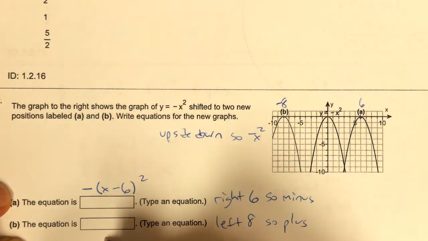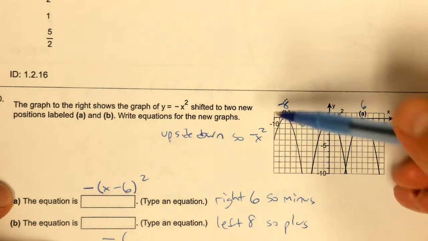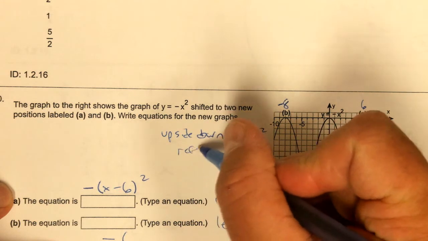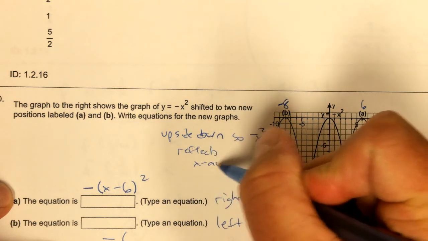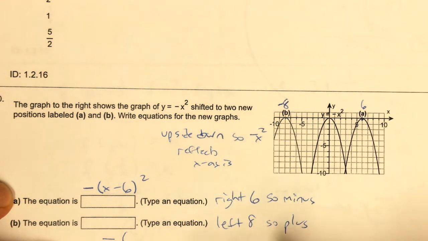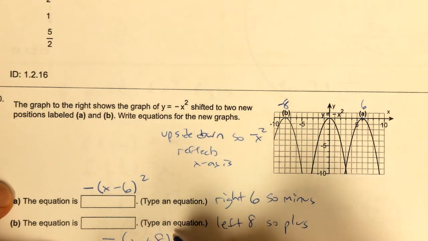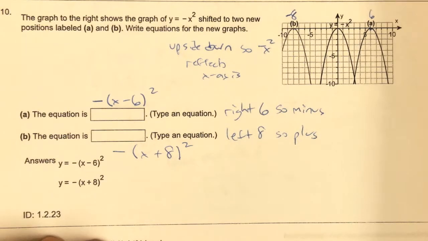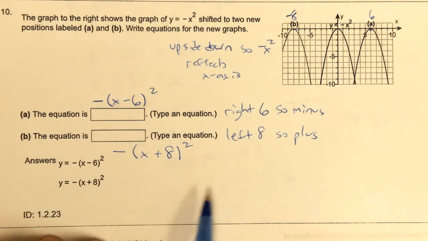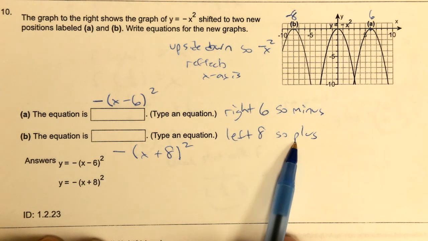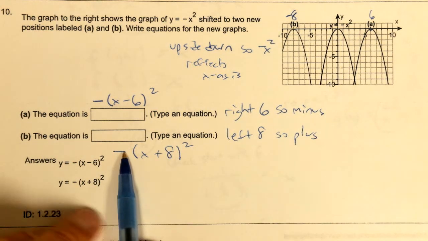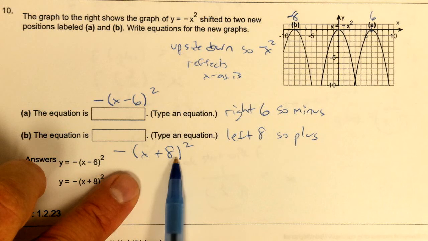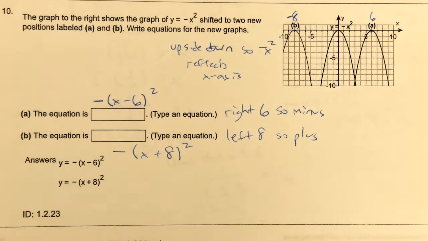So again, minus for your first to flip down, because that reflects across the x-axis, and then we need a plus, like that. So it was left 8, which was plus. So we reflect across the x-axis first, and then we go left 8, and we square it.